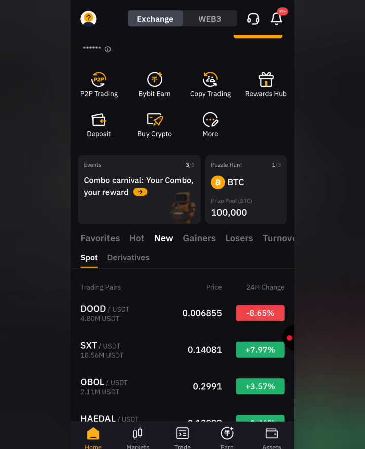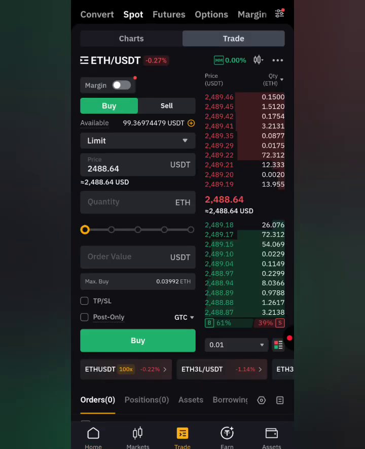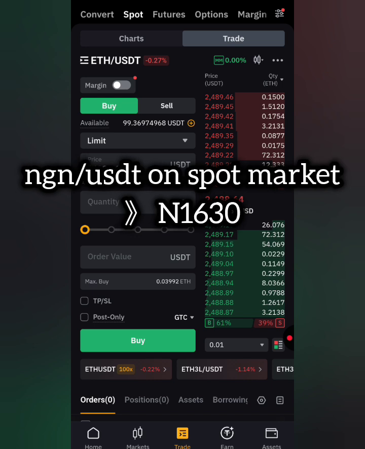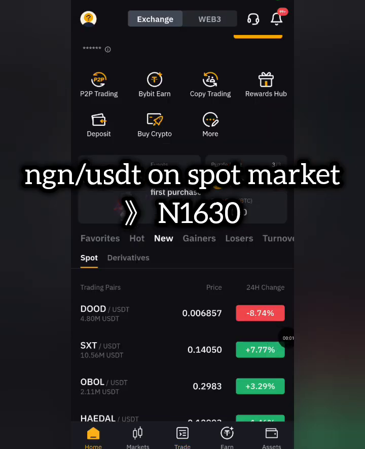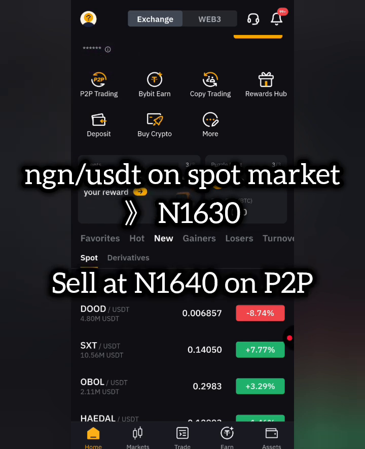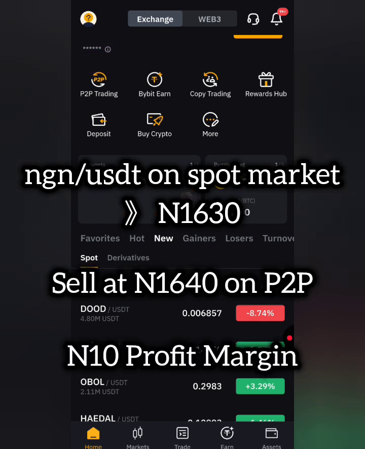So earlier, before Binance got banned in Nigeria, we could actually purchase the Naira on the spot market here, and then you could actually come here. Let's say you are purchasing the Naira on the spot market at 1,630 Naira, okay, per USDT, and you purchase 100 USDT of it. So as of then, you could actually come to your P2P market and sell, let's say, at 1,640 Naira, making a 10 Naira profit margin in that. And it is something you could actually perform more often.